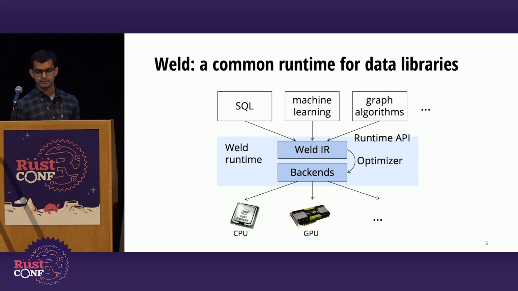And the final component is this optimizer, which is basically like a standard compiler optimizer, which takes the IR and just transforms it into a basically more efficient version of the same IR, and then that's sent over to the backends, and the backends use something like LLVM to do code generation.